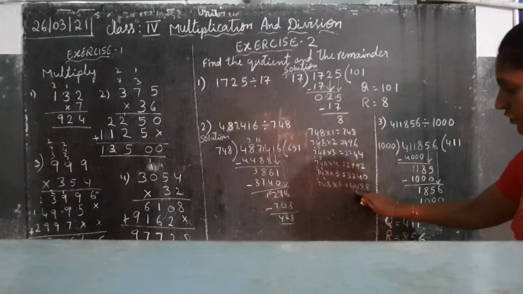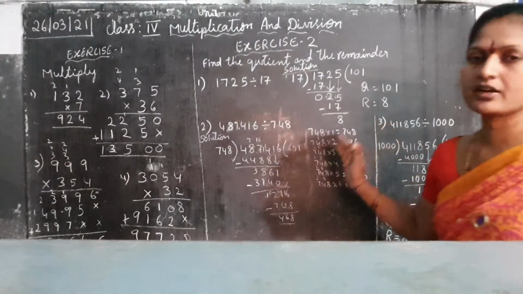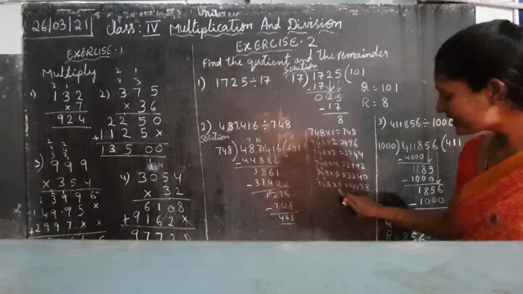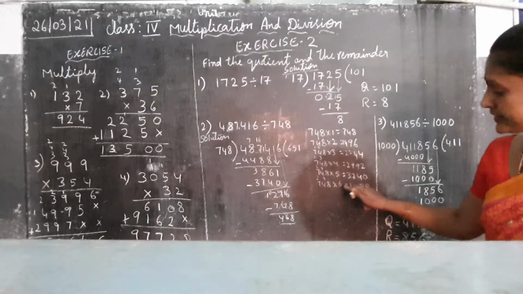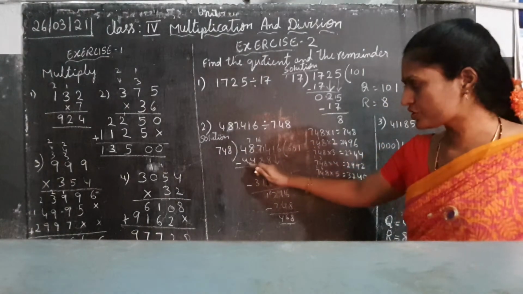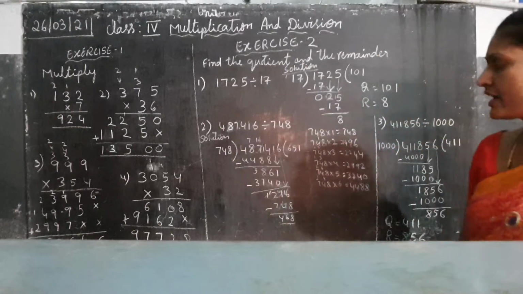Now we will get 4,488. We have to stop here, children. Okay. Now 7,048. When you get 4,488 from 6 times 748, then we have to do minus. Subtraction we have to do.